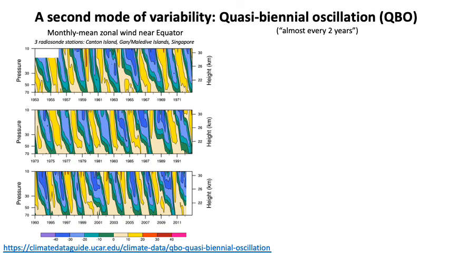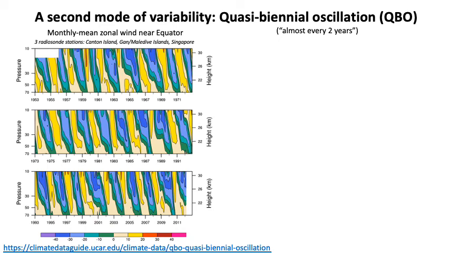So what is this? I'm going to show you here a plot of the monthly mean zonal wind near the equator within the stratosphere. You'll notice on the y-axis it's pressure from 70 hectopascals to 10 hectopascals with the approximate heights on the right side. And this is data from 3 radiosonde stations near the equator, and it goes all the way back to 1953. Each of these rows are just going in time for 20 years per row.